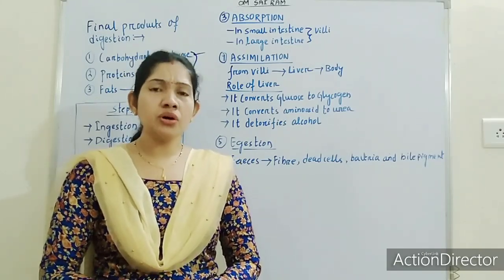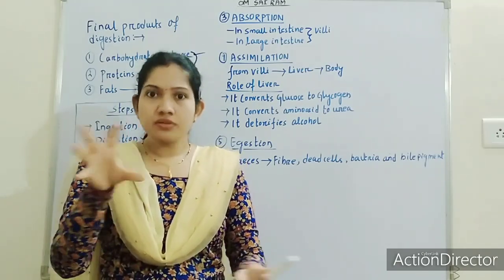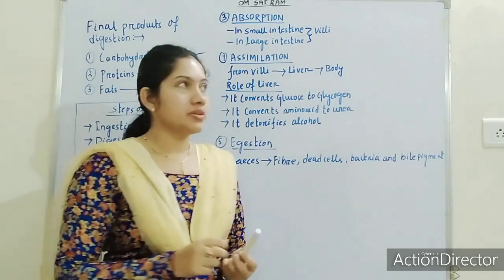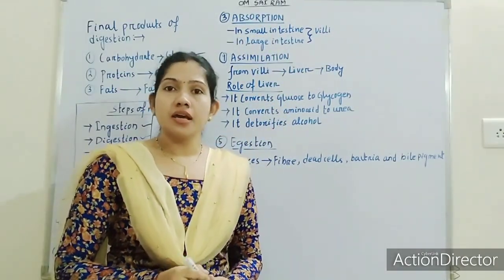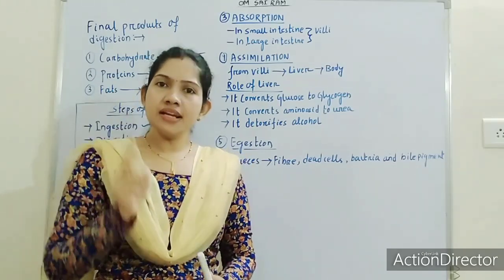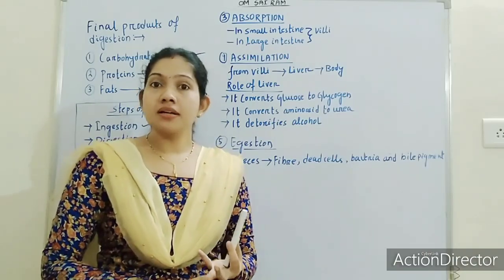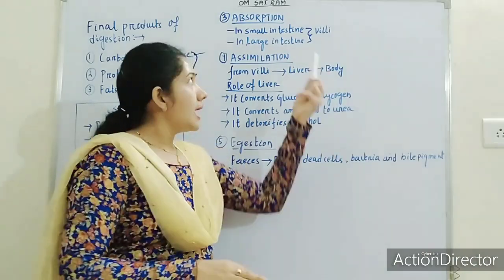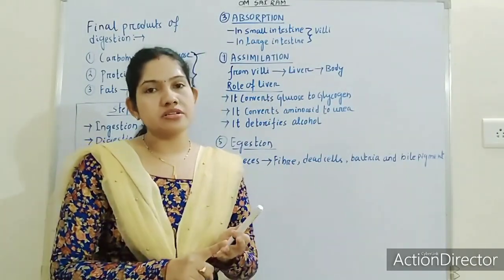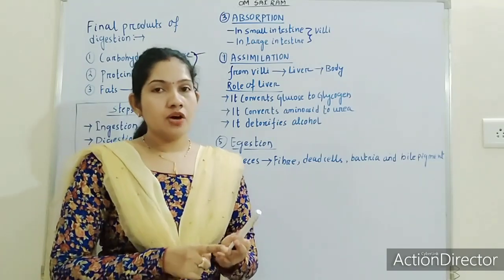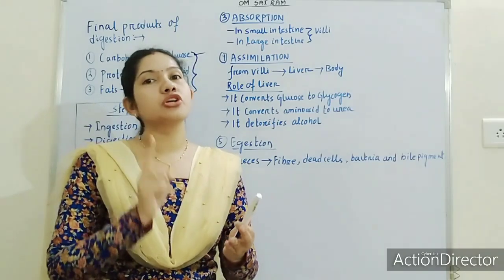So let us first discuss how absorption takes place. How will the nutrients that are released in the digestive process be absorbed? Here, the absorption process mainly takes place in the intestine, both in the small intestine and in the large intestine. Digestion takes place in the mouth, stomach and small intestine. Remember, the absorption process takes place in the small intestine and large intestine. So the small intestine is a place for both digestion and absorption of nutrients.